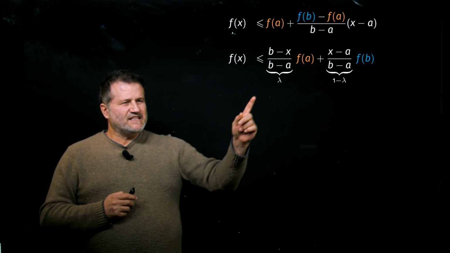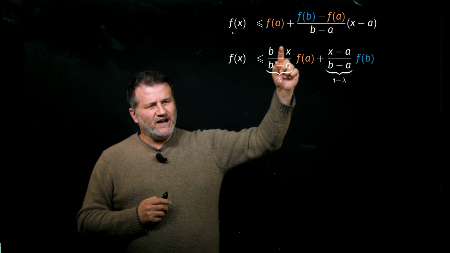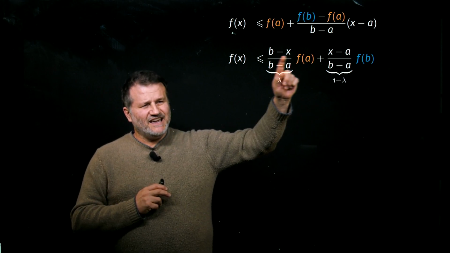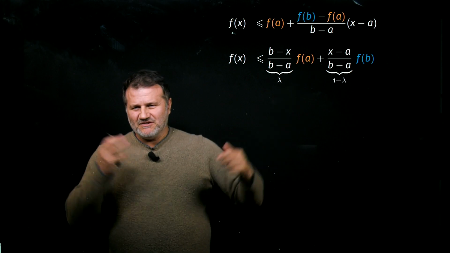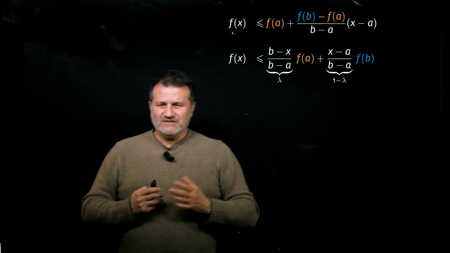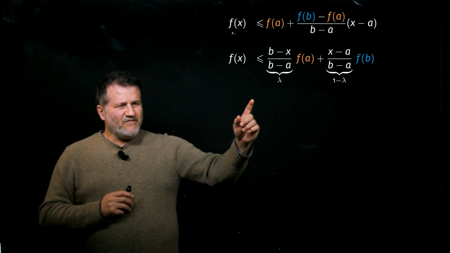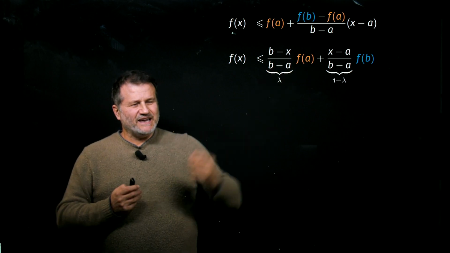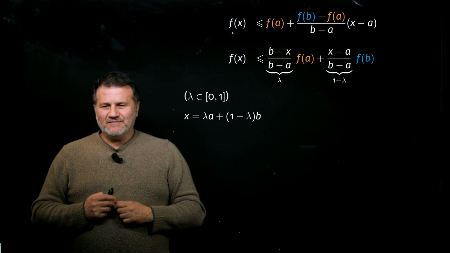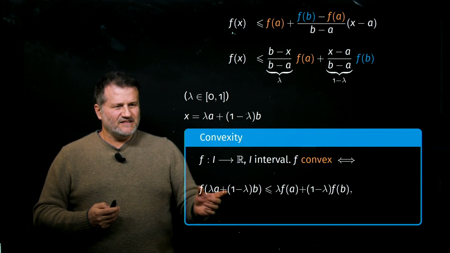Now here we may notice that if we call lambda this number, it is between 0 and 1, because x ranges between a and b, so when x is a, this is 1, when x is b, this is 0, and it is decreasing with x, and this one is exactly 1 minus lambda, so again it varies between 0 and 1. Moreover, if lambda is this quantity, we can easily see that x is lambda a plus (1 minus lambda) b. Therefore, this inequality can also be written in this form.